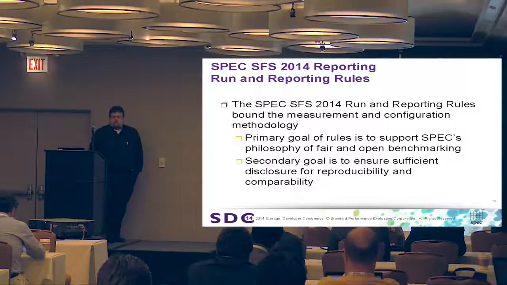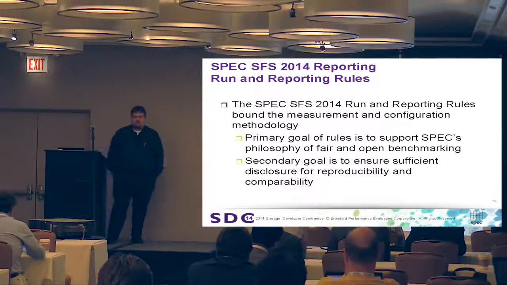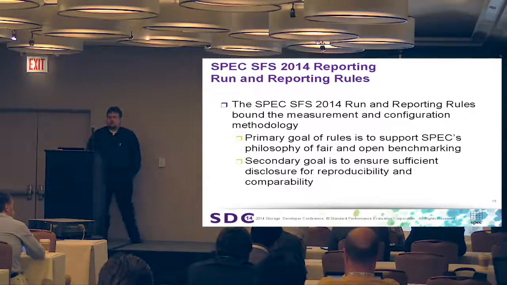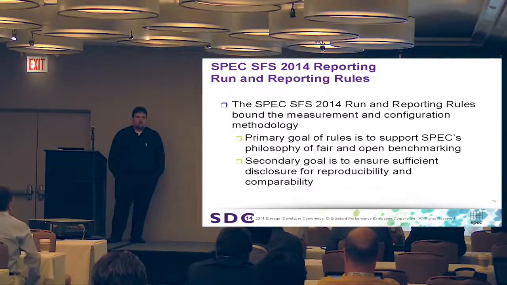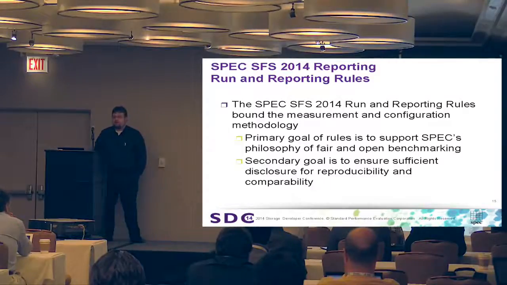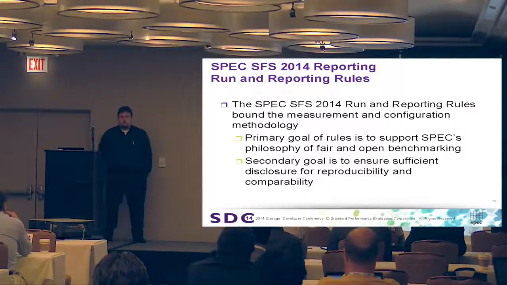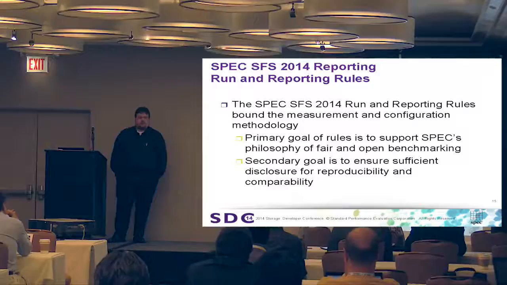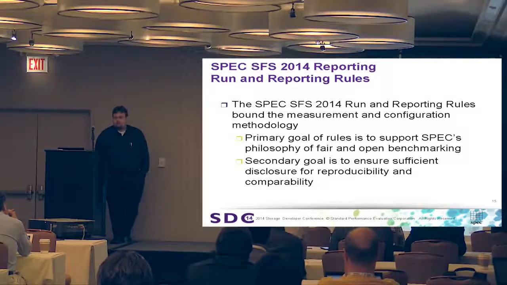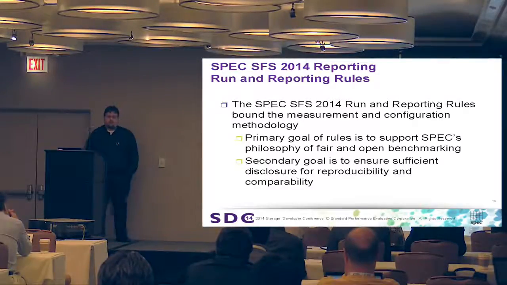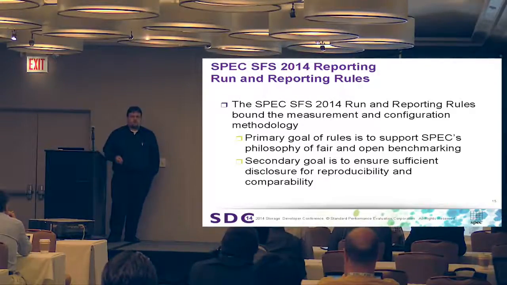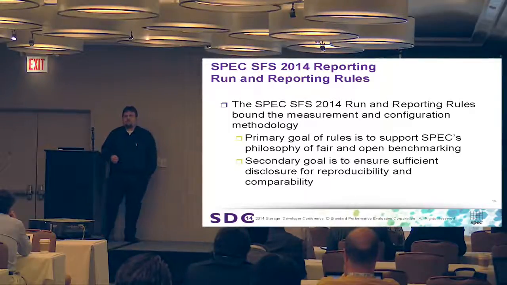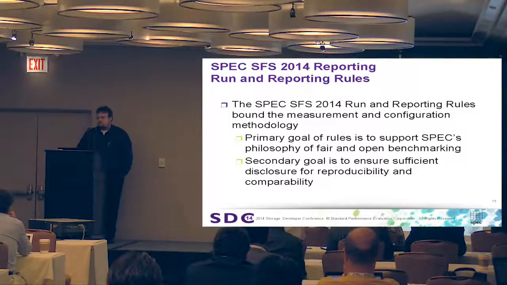So what are the run and reporting rules? It's not too long of a document, but they bound the measurement and configuration methodologies that you can use in disclosable and publishable configurations. The primary goal of the rules is simply to support SPEC's philosophy of fair and open benchmarking, and secondarily to ensure that the disclosure you've provided is sufficient for reproducibility of the results, like I've said, and for comparability between different vendors and your own results, actually.